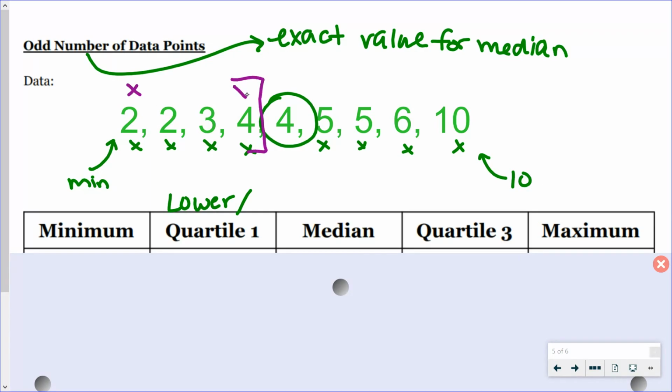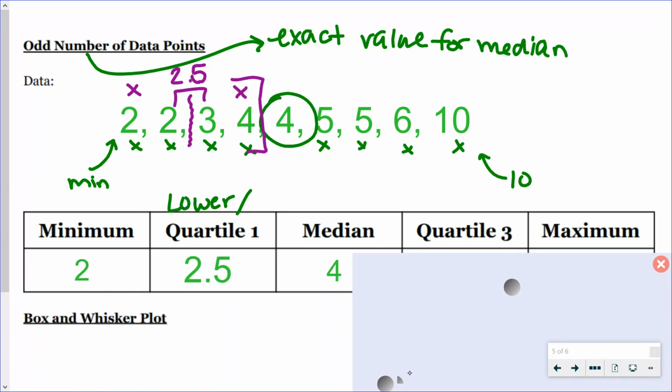So I cross off the ends, and then I'm left with these 2 numbers in between. Because there's not an actual median value, we're going to look at what number is living between 2 and 3, and it happens to be 2.5. That is halfway between 2 and 3. So that is my lower quartile, or quartile 1, and you'll see that show up here.